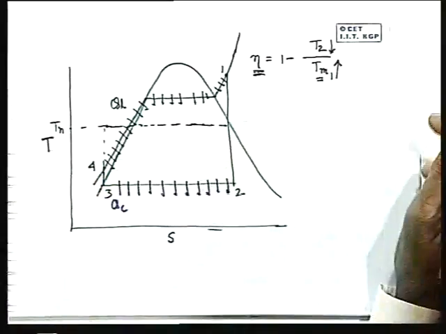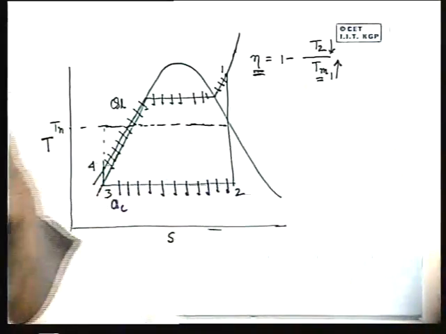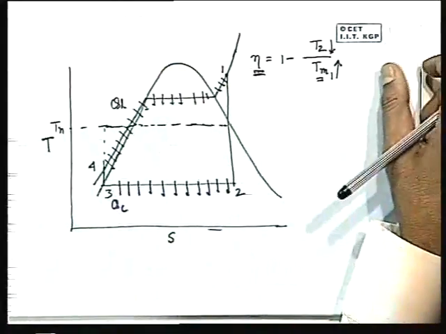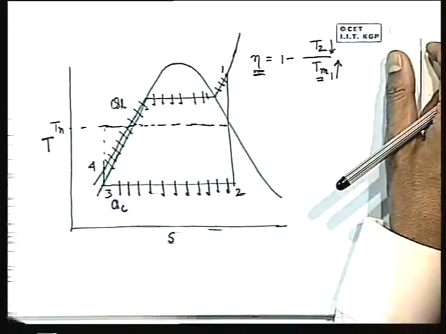This limit comes from the practical consideration of turbine blade materials restriction. That means a practical restriction imposed by the turbine blade materials, which cannot withstand a temperature above a certain value. And moreover, this temperature depends upon the working system.